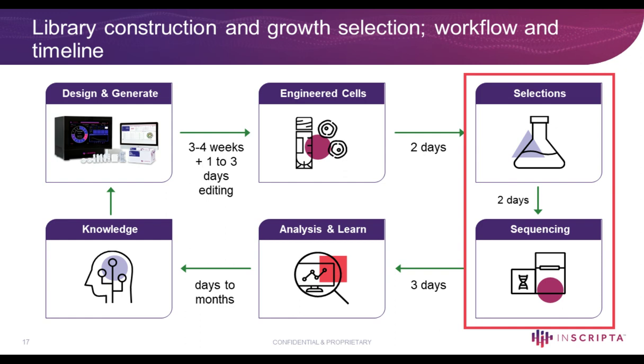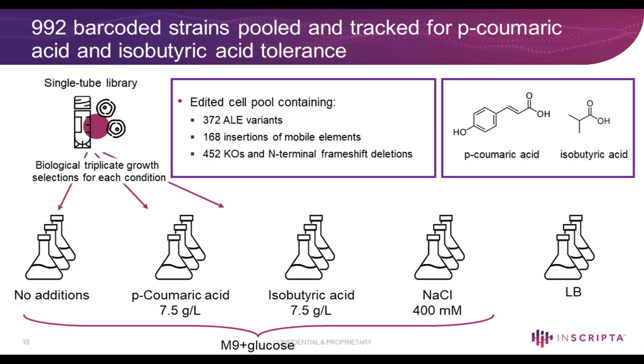We take that engineered population on to the next step, which is our selection experiment. In this case, we provide a selection, and then it goes on to sequencing. We take that single tube of library that contains all of those edits within it, the 992 different edits, and we set up the experiment as such. We have our base control, which is the M9 glucose, with no addition of chemicals.